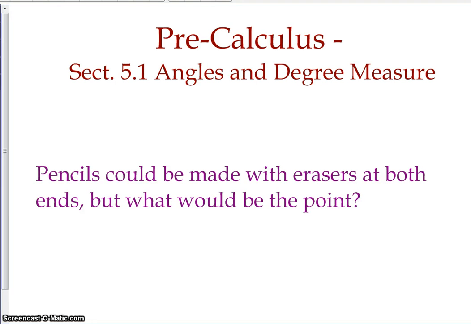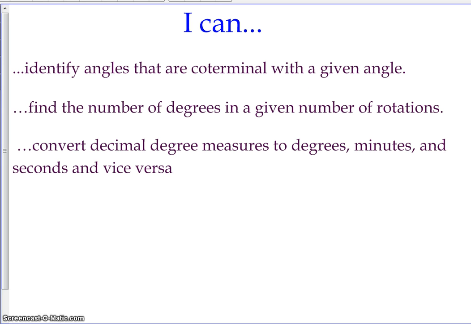Okay, today we're going to be talking about angles and degree measure. This is in section 5.1 in the pre-calculus book. Our goals for this section are to identify angles that are coterminal with a given angle, find the number of degrees in a given number of rotations, and then finally work on converting decimal degree measures to degrees, minutes, and seconds, and vice versa.